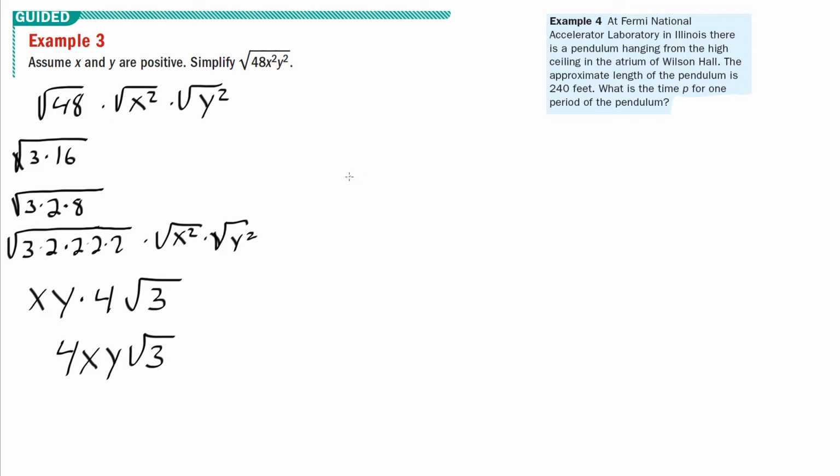At the Fermi National Accelerator Laboratory in Illinois, there is a pendulum hanging from the high ceiling in the atrium of Wilson Hall. The approximate length of the pendulum is 240 feet. What is the time P for one period of the pendulum? Well, we'll take a look at our pendulum formula. So this tells us that P equals 2 times pi times the square root of L over 32.